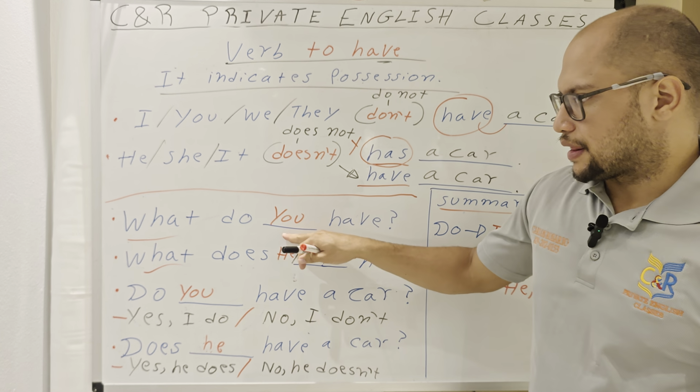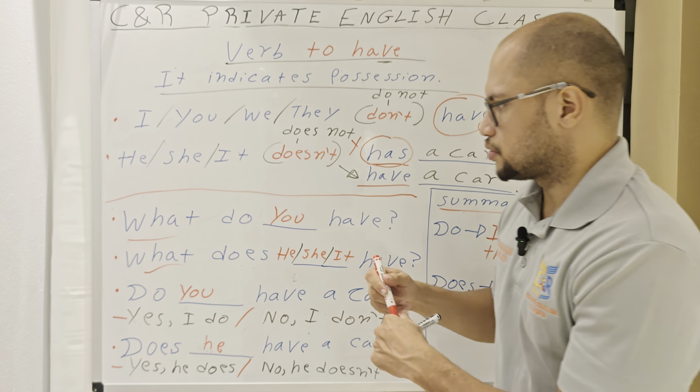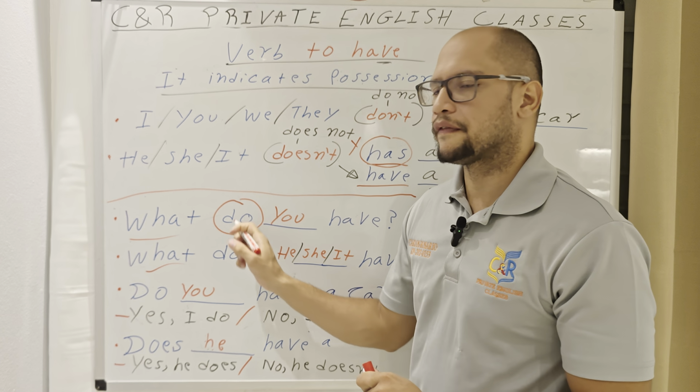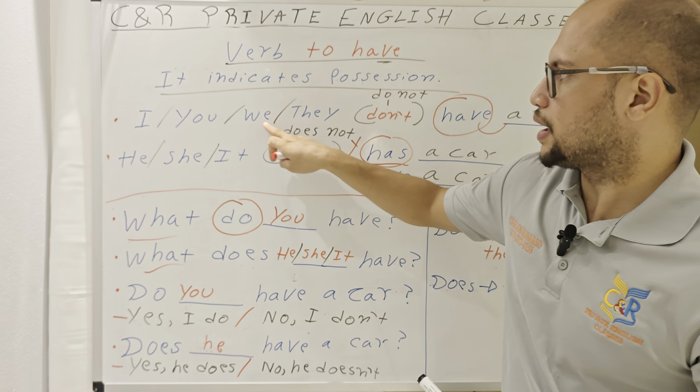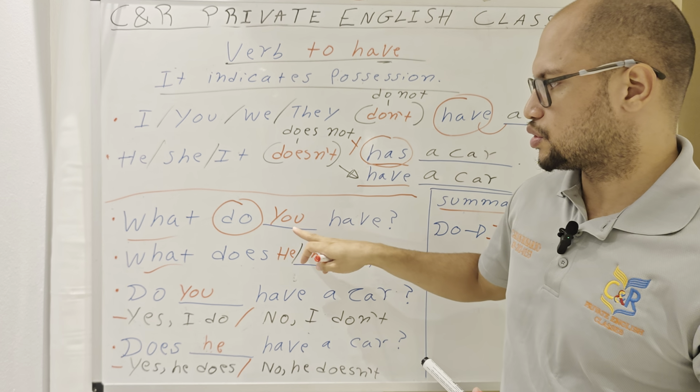Now, if this is the question, you're going to use do here for the question when you have you, I, we, and they. You use do.